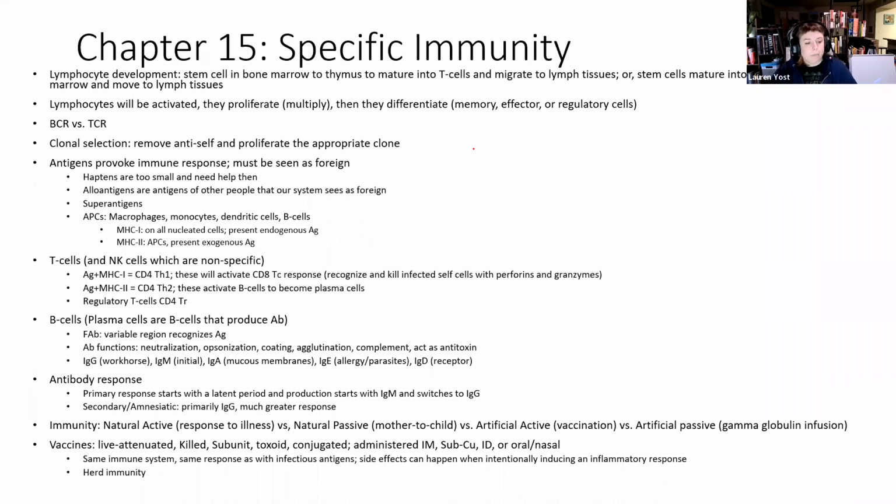All right. Immunity can be natural active, which is referring to responding like to illness and getting antibodies against it. Natural passive, like what we have with antibody transfer from the mother to the child. Artificial active, dealing with vaccination. We introduced that medically. And then artificial passive, infusing somebody with some sort of gamma globulin. And that even includes things like Humira and that sort of thing.